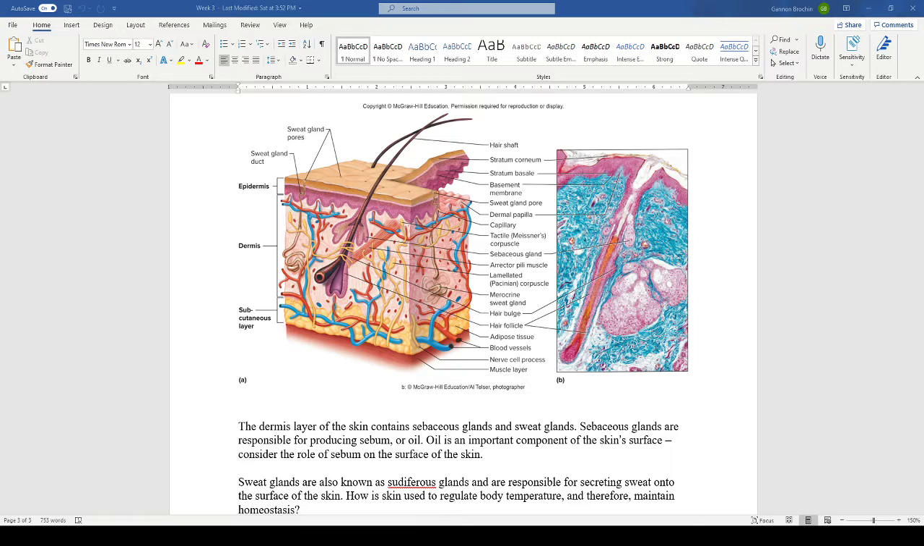There are special neurons that wrap around these hairs, and those neurons are able to detect movement in the hair. You can think of it this way: if someone's touching the hair on your arm but not actually touching your skin, you can still feel it, right? It's because of those neurons that wrap around the hair and sense where the hair is.